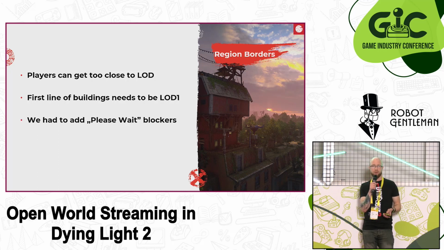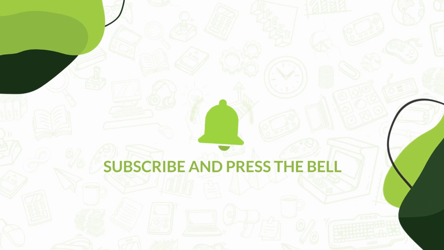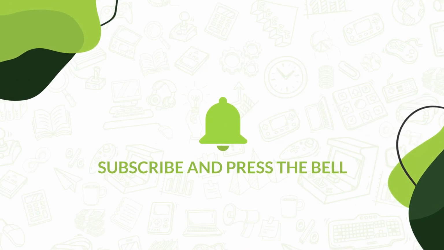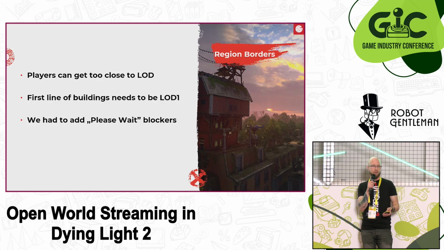But still, there were cases like with this paraglider when the player would still traverse too fast and was even able to reach the first building lines of LODs and just fall under the map because LODs don't have collisions. So we had to add areas around the regions with the please wait screen that is sometimes visible on consoles. If the player moved too fast and the region doesn't spawn on time, then we have to just forcefully block the player in place and display this.